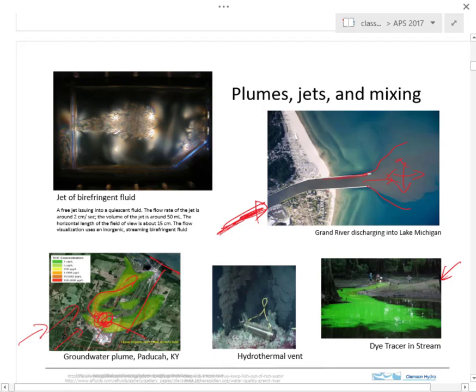And here's some other jets. These are hydrothermal vents. So fluid is flowing up through the seafloor and comes out, and there's a jet as it comes up and spreads out laterally. This is another picture of a jet up here, and this is actually just a jet of one fluid being injected into another fluid. There's not really any differences in the mass, but they use this special fluid that has special optical properties, birefringent properties, that allows the flow pattern to be imaged.